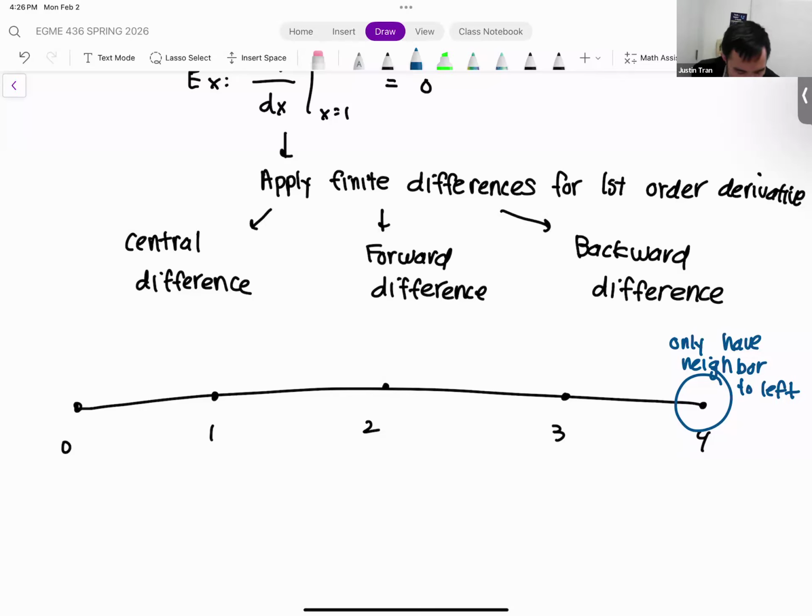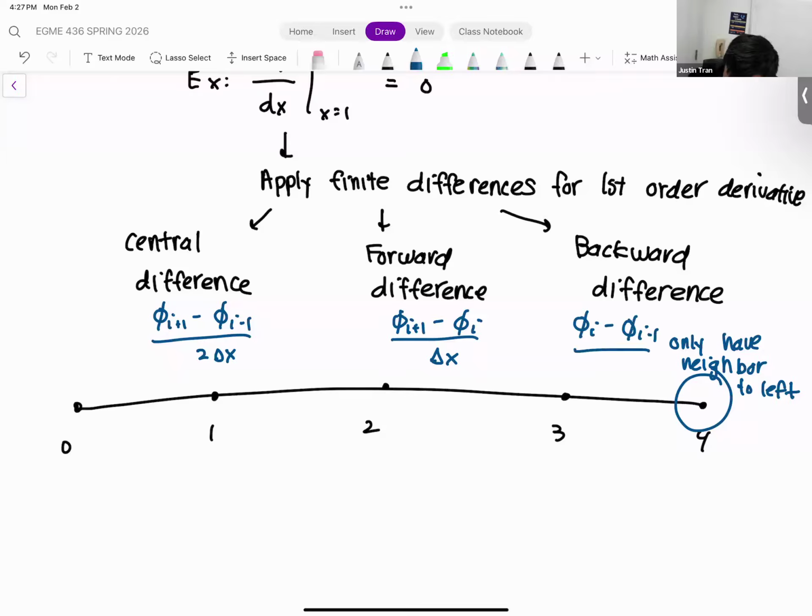So let me write out these three schemes for you just so that you can see what they look like, right? So for central difference, remember, we have phi i plus 1 minus phi i minus 1, all divided by 2 delta x. For forward difference, we have phi i plus 1 minus phi i, all divided by delta x. And then for backward difference, we have phi i minus phi i minus 1, all divided by delta x.